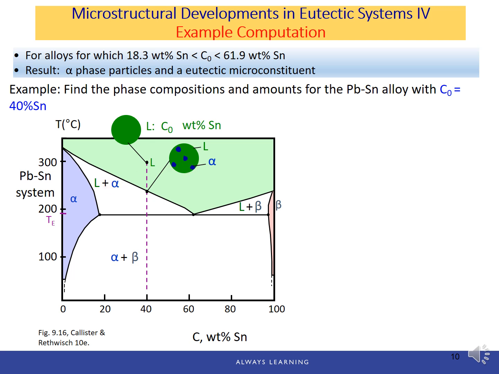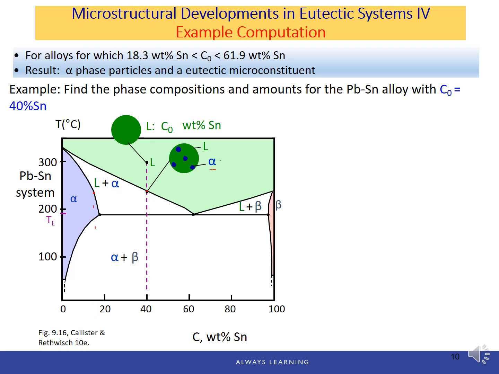alpha phase has a composition of, if we're looking for that, then we just need to draw a tie line passing through this point. And this is the alpha composition, which is about 18%, right? So the first formed alpha has 18% tin. Again, use the tie line to figure that out.